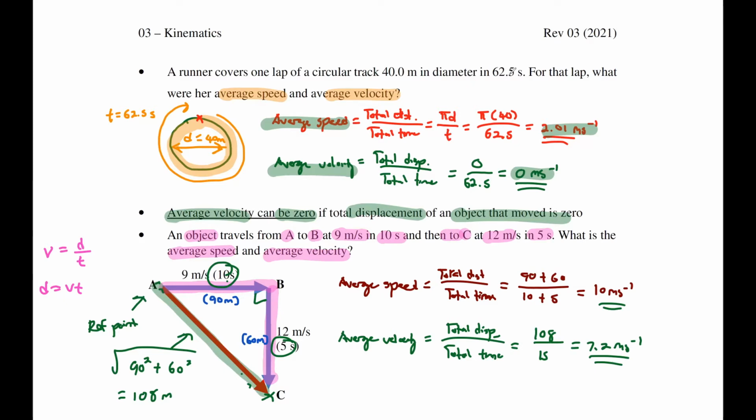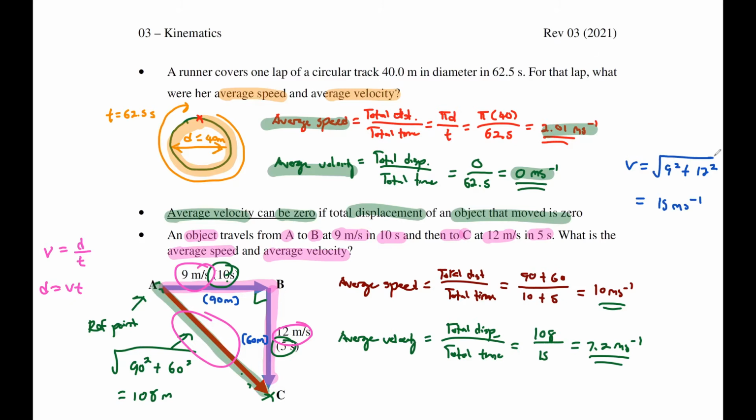Now, there will be some cases where people see that this is 9 meters per second, this is 12 meters per second. Can't I just use this to find the average velocity here? Some people may straight away use this, where they say that V is actually the square root of 9 squared plus 12 squared, giving you 15 meters per second. This is also finding velocity, but this is not going to be your average velocity though.